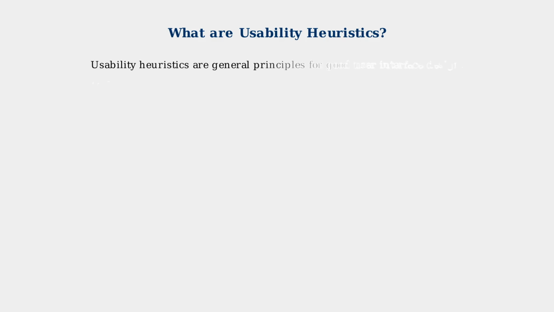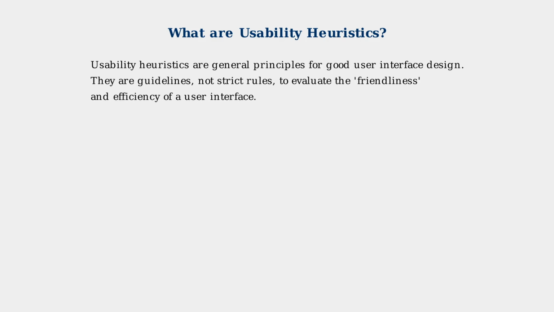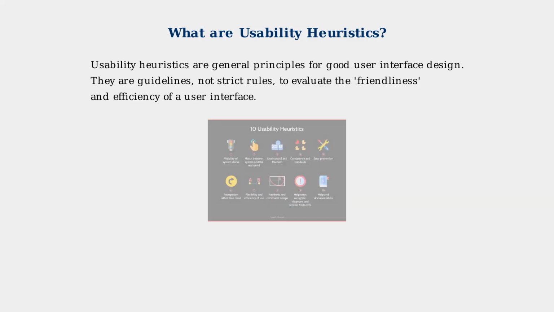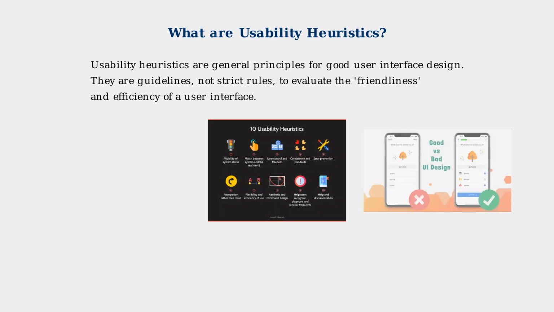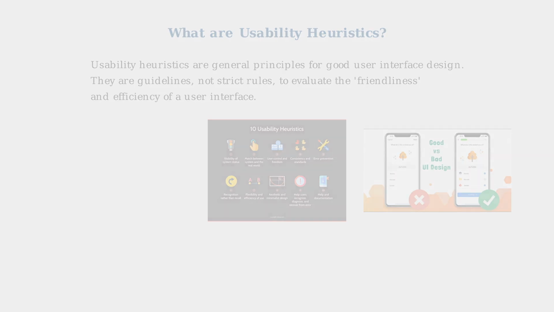Usability heuristics are general principles for good user interface design. They serve as guidelines, not strict rules, to help evaluate the friendliness and efficiency of a user interface. These principles help designers identify potential issues in user interfaces, making them more intuitive and user-friendly.